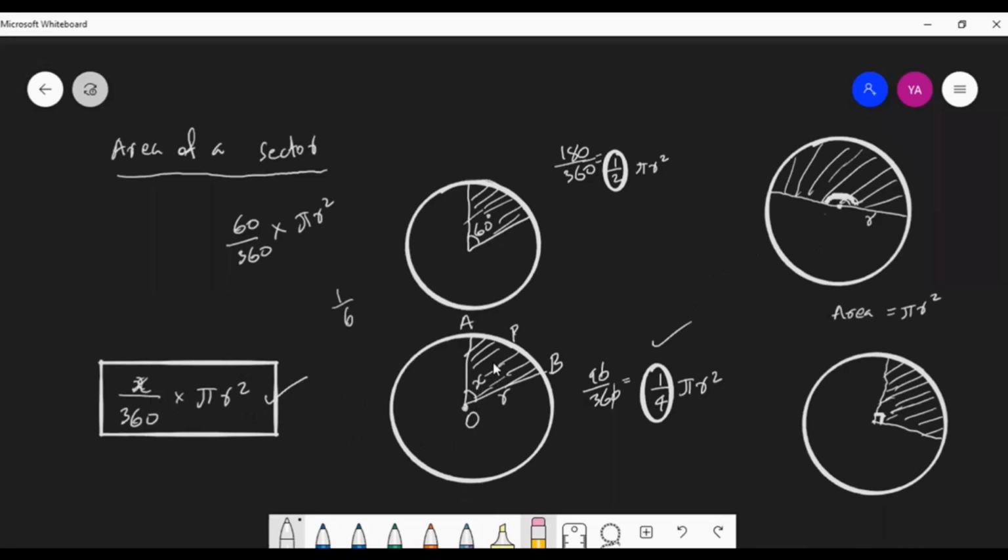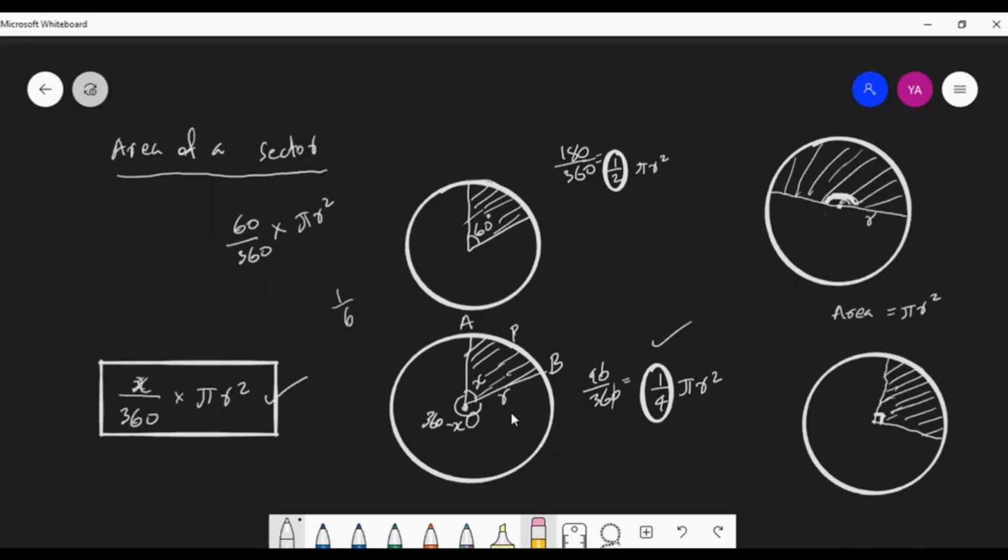By simply saying sector, we mean the minor sector, not the major sector. So if this angle is X, what will be the angle of the major sector here? 360 minus X will come, right? Because the sum of the angles is 360. So the angle of the major sector will be 360 minus X. This is the formula for sector.